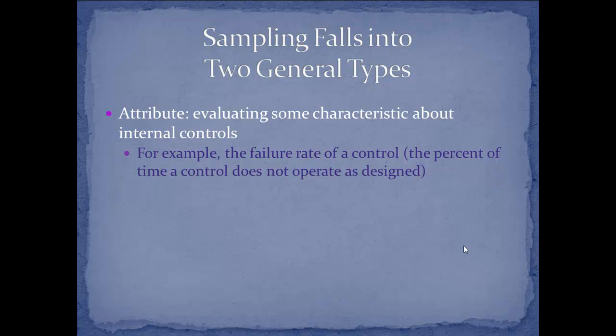Sampling falls into two general types. One type is referred to as attribute sampling. This is the kind of sampling that is done when you're testing internal control compliance. The concept is to try to determine if controls work as the client states that they work, or operate as designed. We try to come up with the failure rate for the control and see if the failure rate is acceptable to us. The failure rate, or the percent of times a control does not operate as designed during the year, needs to remain relatively low if we're going to count on the control operating.